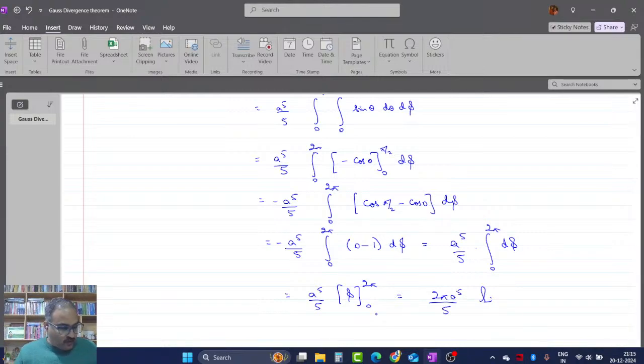Okay, so next question, one more question from the same context. I am taking the case of the tetrahedron because it is a very important topic. Tetrahedron, or we can say cubical box, these two are very important topics.